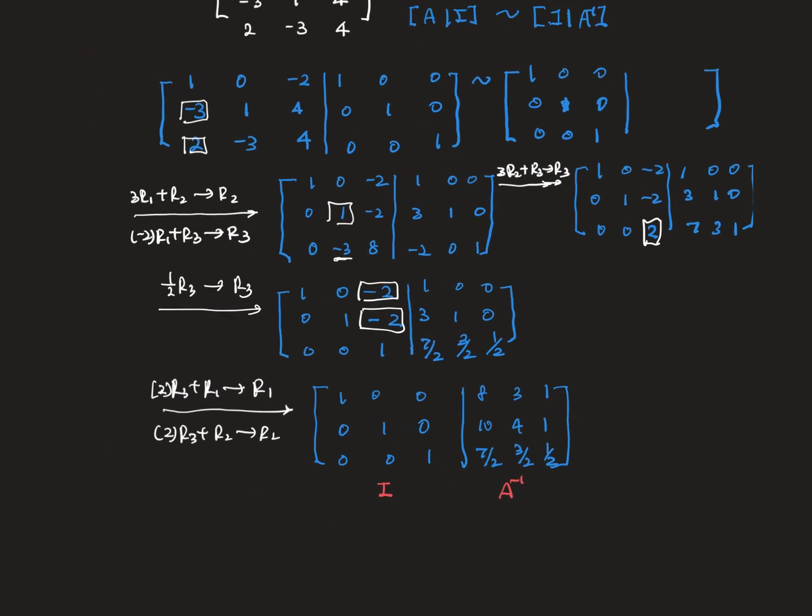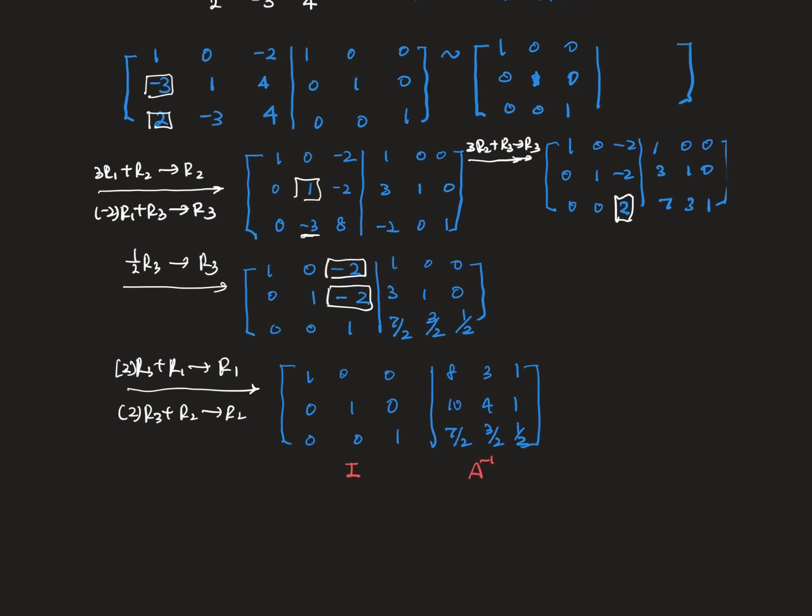Okay? So if you have time, check it out. A inverse A is going to be the identity. You don't have to check another one, guys. Only check this one. So A inverse is now 3, 1, 10, 4, 1, 7 over 2, 3 over 2, 1 over 2. If you need more practice on the row operations, keep practicing. That's the main skill, the main technique for the linear algebra class, guys.